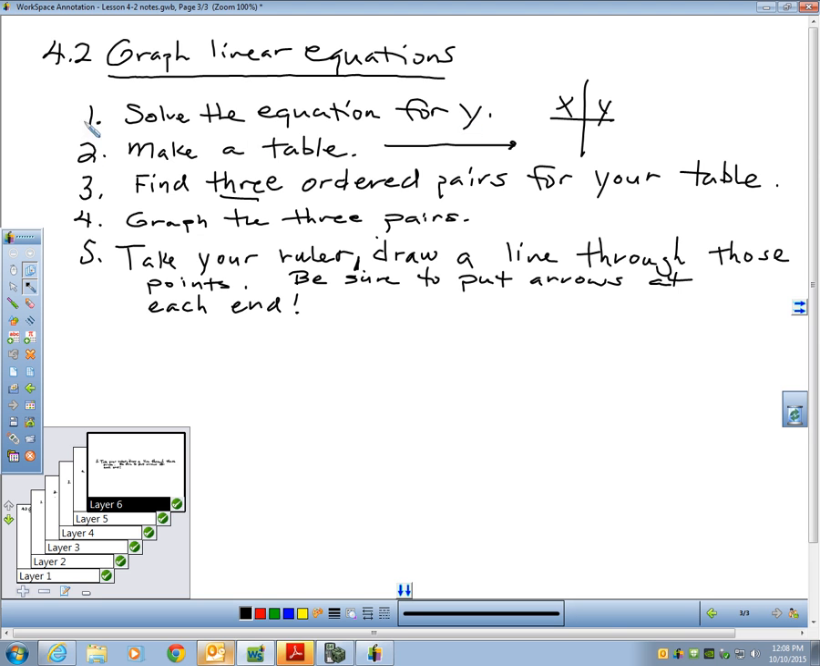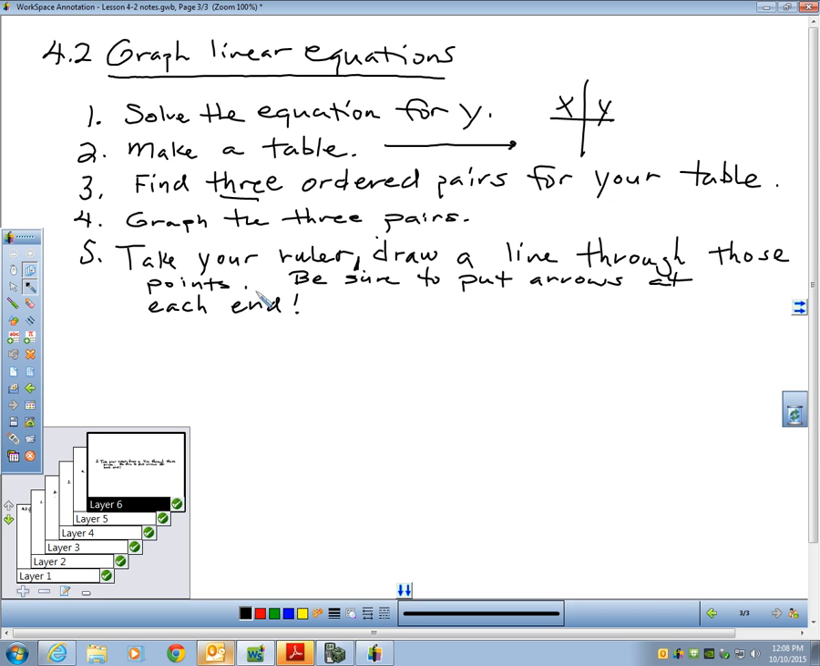That's the first thing. Make a table. Find at least 3 ordered pairs for your table. Graph the 3 pairs, and then take your ruler. You're going to draw a line through these points, because there's more than just those 3 points we came up with. Those were just the 3 we did. Make sure you put arrows on each end.